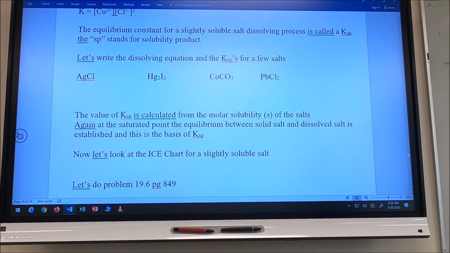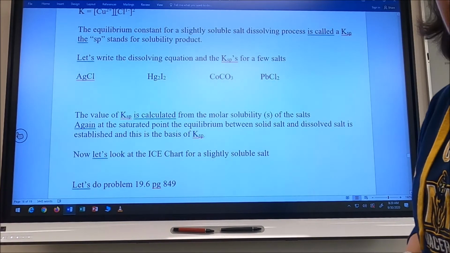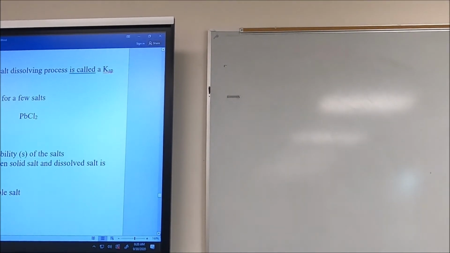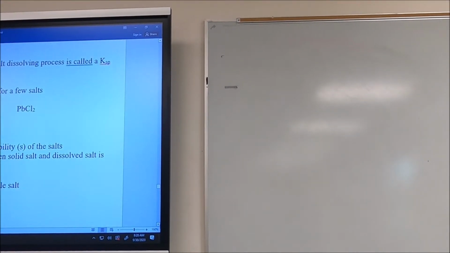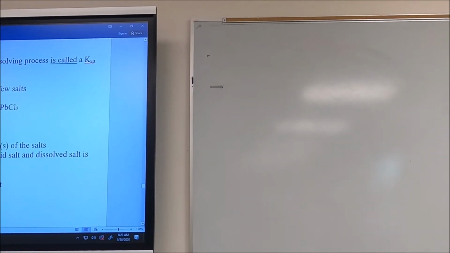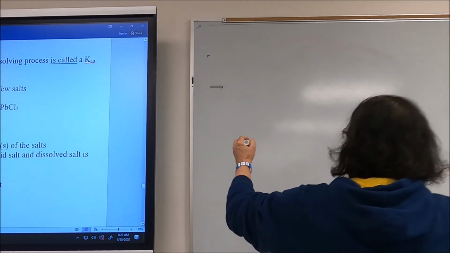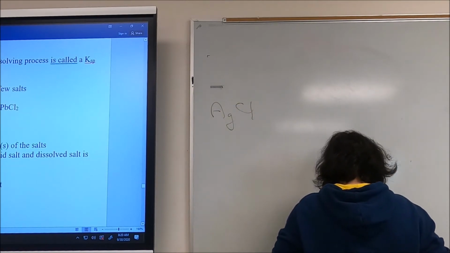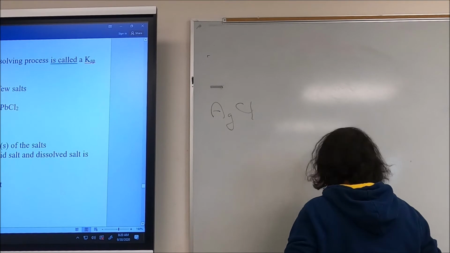So let's write the dissolving process for some salts, and let's write their Ksp expressions. If we start with silver chloride, that's not writing real well. Let's switch over.